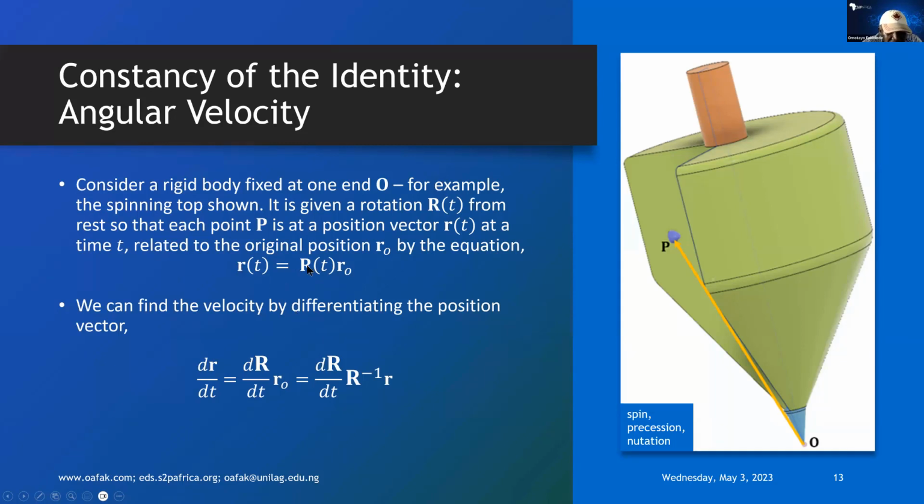So you can pre-multiply. We cannot divide by a tensor. So you can pre-multiply this equation by big R inverse, so that small r naught is big R inverse r. So big R inverse times small r together gives you small r naught. So that's how we got this equation.